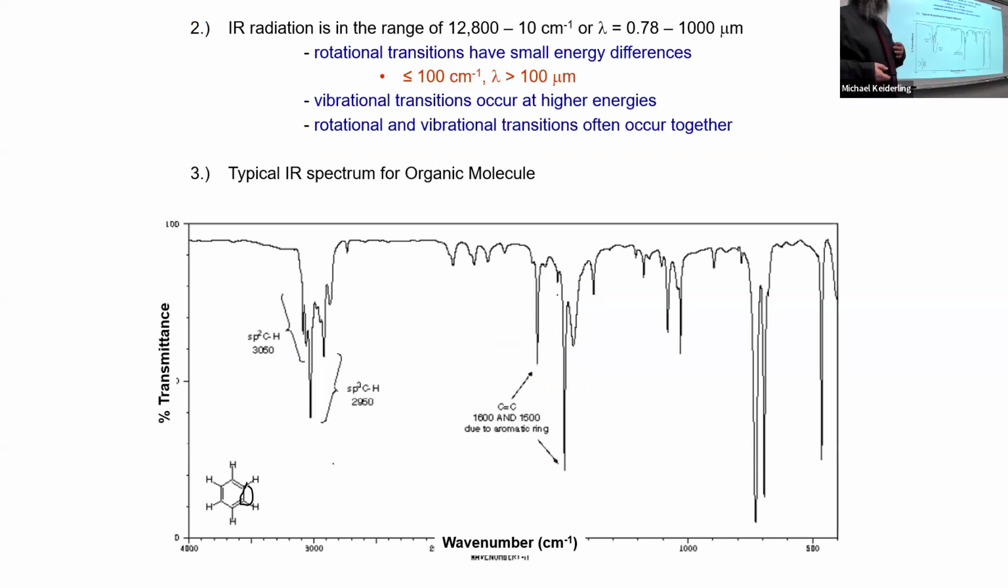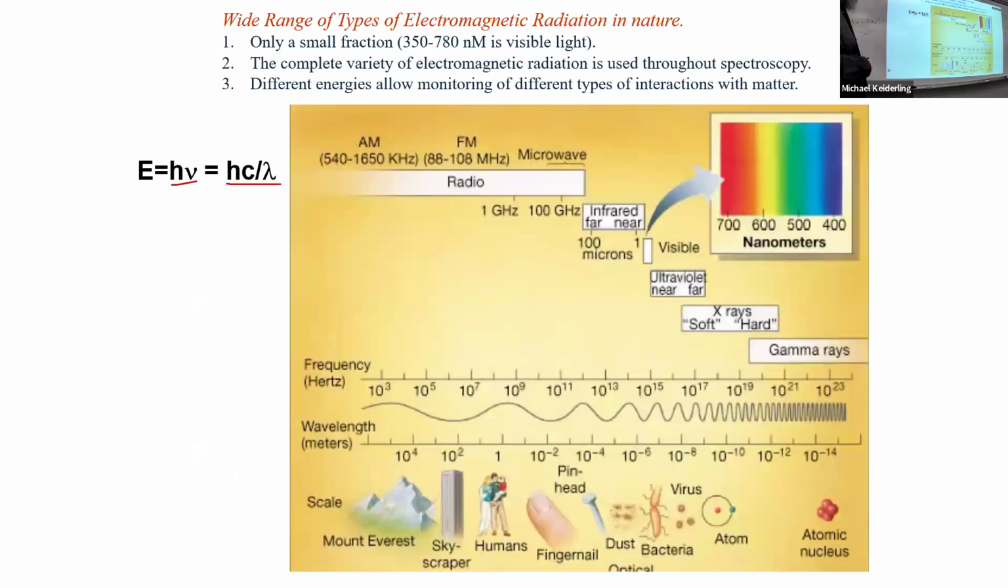Infrared radiation is between 12,800 and 10 inverse centimeters. Rotational transitions have small energy differences. Vibrational transitions occur at higher energies. And rotational and vibrational transitions often occur together. There's an IR spectrum for an organic molecule. Energy is h times frequency, or h bar c over wavelength.